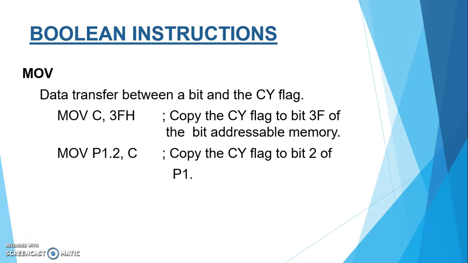Next, we have MOV. If you recall, MOV was the instruction that allowed you to transfer the 8-bit content of a source register into the 8-bit content of a destination register, right? So what difference does it make when MOV is based on Boolean operation? MOV, in Boolean operation, handles only single bit data transfer from source to destination. So when I write MOV C, 3F hex, 3F hex is the single bit memory location, which might be holding 0 or 1. That 0 or 1 content of this memory location goes to the carry flag.